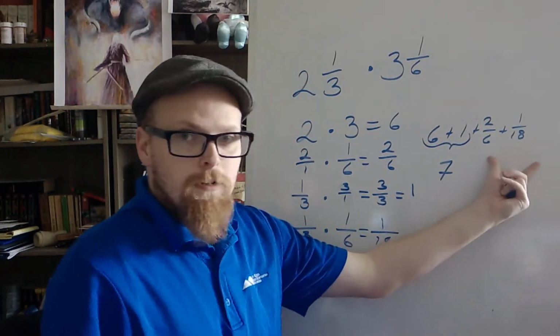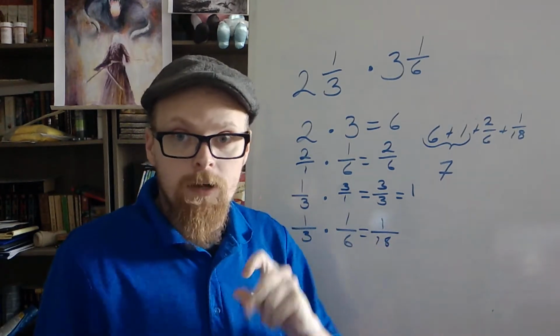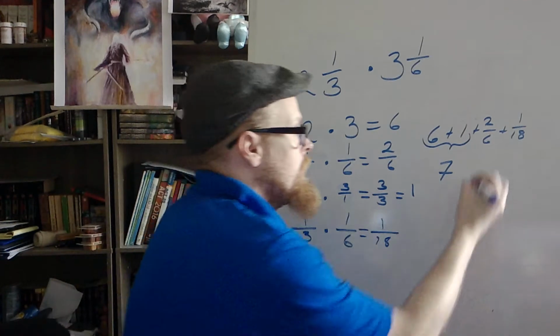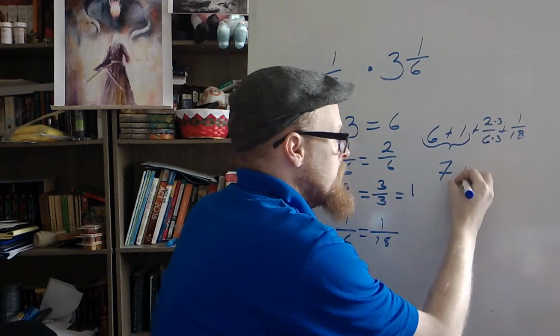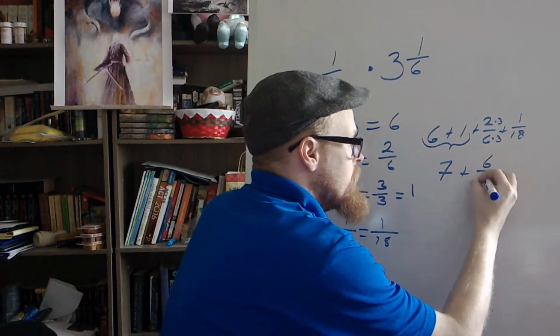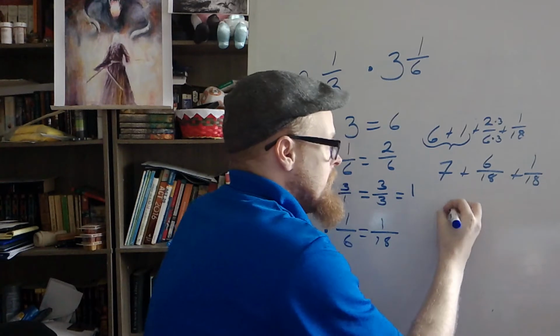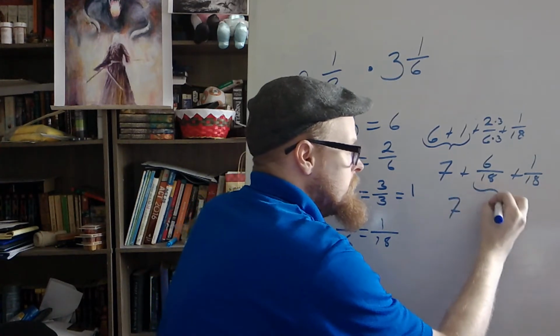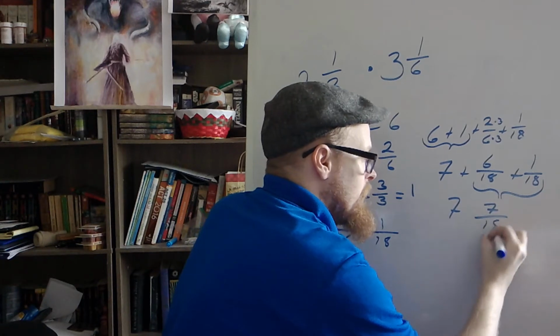These two are easy. We can change 6 and 18. We multiply it by 3, right? 6, 12, 18. So we multiply 6 by 3. We have to multiply the 2 by 3. And we end up with 6 over 18 plus 1 over 18. And that gives us 7. Add these two together, and 7 over 18.